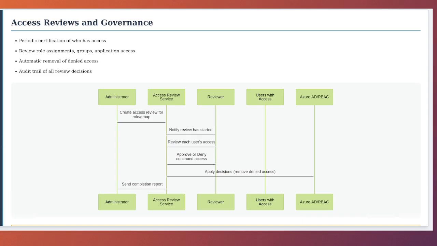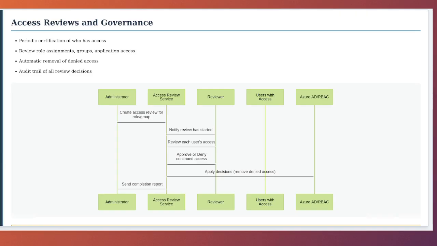Review history and audit logs capture all review decisions and actions. You can see who reviewed access, when they completed their review, what decisions they made, and whether access was actually removed. This audit trail is important for compliance requirements and security investigations. If a security incident involves a user with excessive permissions, you can review the access review history to see when that access was last validated and by whom.